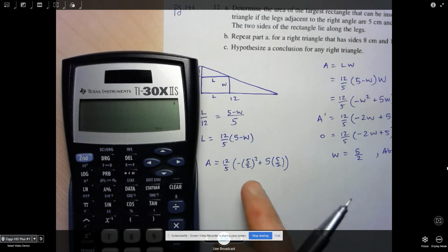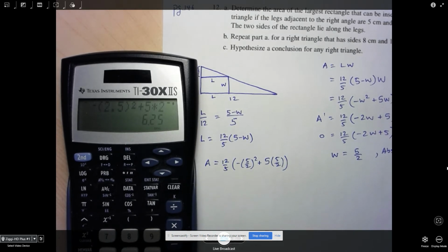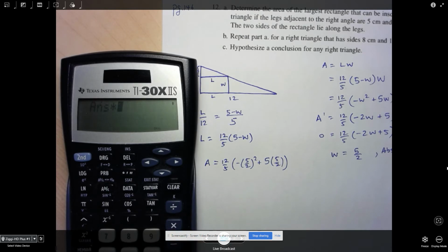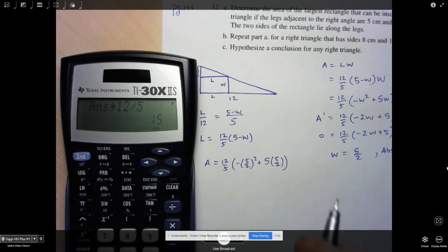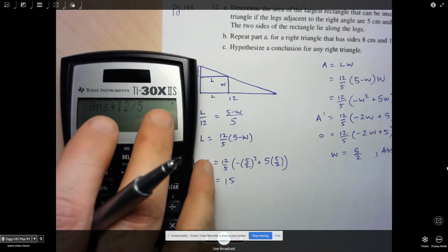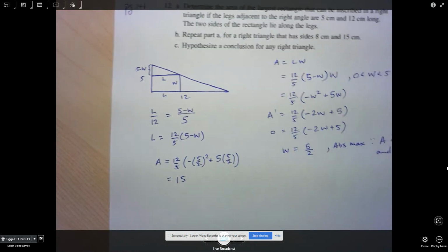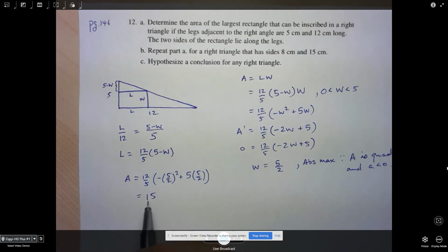So here, let me do the bracket first. So we have negative 5 over 2, which is 2.5 squared, plus 5 times 2.5. Okay, and then times 12 divided by 5. So times the 12.5 there, and we end up with 15. Okay, now I'm not going to do B, but maybe we can see if there's something interesting here. And I noticed that, well, the area here is 15.